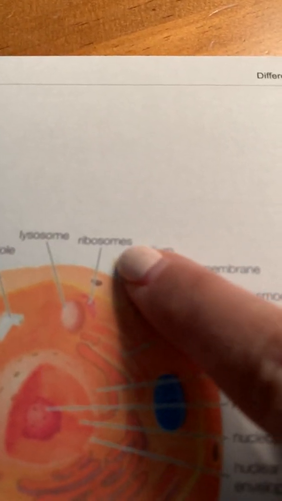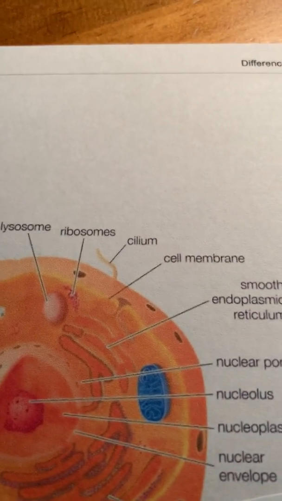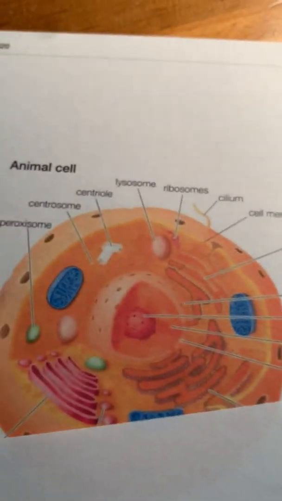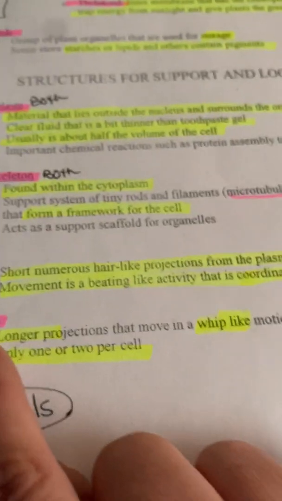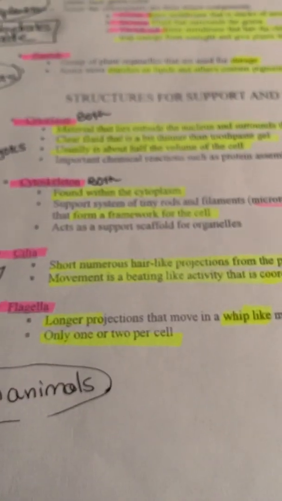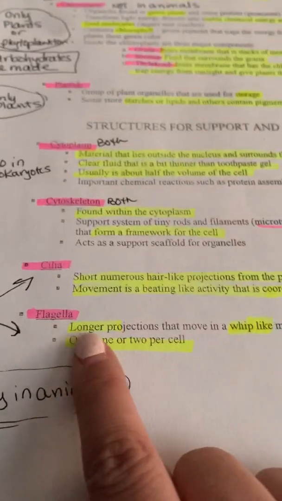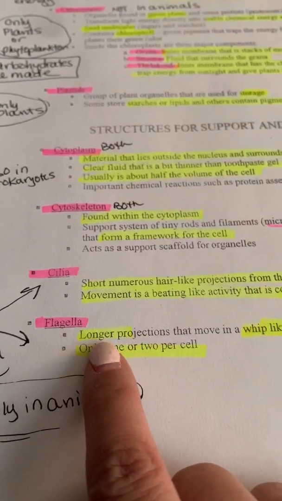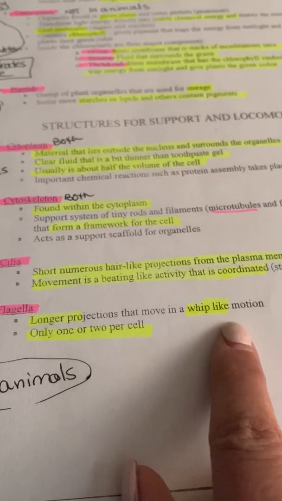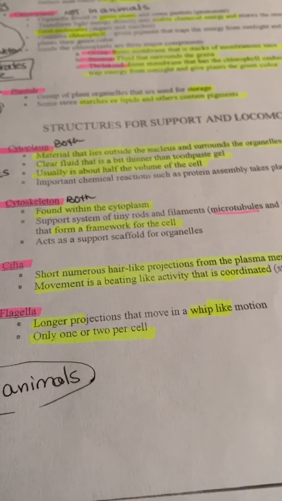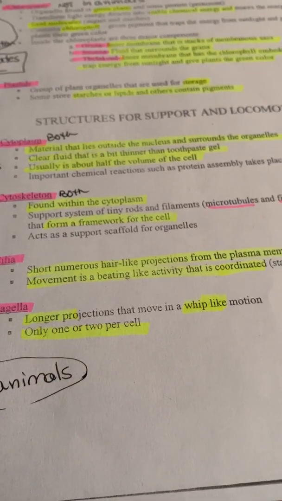So on here, we've got a cilium, the little projections that come from the cell membrane. Plants do not have them at all. Nope, no plant cilia. So cilia would be all over the outside of the cell. A flagellum's like a tail. So if you think of a sperm cell, they have long projections that move in a whip-like motion, only about one or two per cell. Okay, so we've got those.